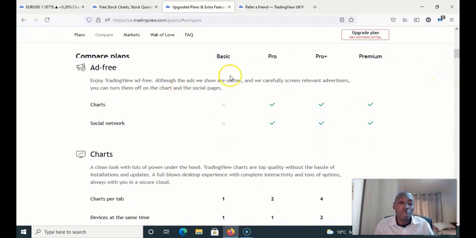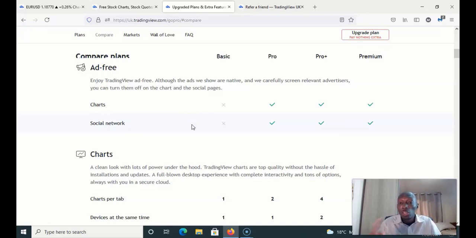For me, the free one is you get ads. People are going to flash you ads up telling you about the Pro, and ads about people's ideas and things like that. And for me, it was just distracting. I was trying to trade and I kept getting these ads popping up.